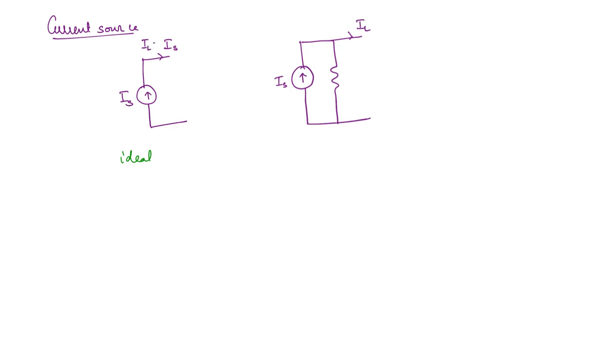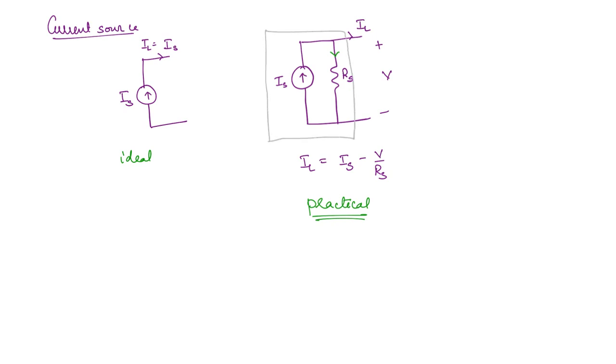If this is Is, then what will be the actual current that is delivered? We can take this as the load current. If this is Rs and the voltage we take as some V, then IL will be equal to Is minus V by Rs. What is V by Rs? It is the current through this resistor. So there will be some current flowing through this, and the actual current delivered will be this current minus this current. So this is the practical source. You can see that the current is now dependent on the voltage across the instrument. This entire combination is what we call the practical source.